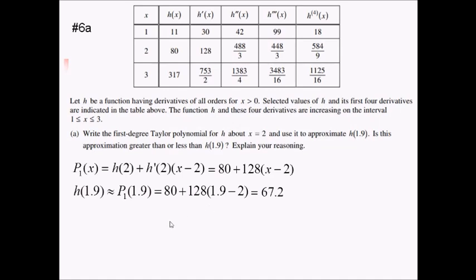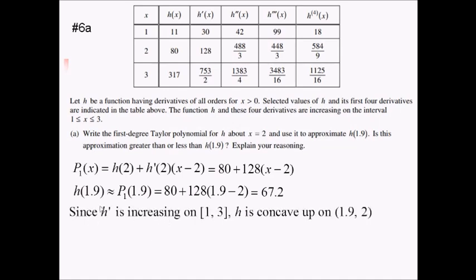So that's the direction I went here. Let me just write it out. Since h prime is increasing on 1 to 3, h is concave up on 1.9 to 2. So that's sufficient to prove our concavity here. And that means, therefore, since it's concave up, that our tangent line is going under the curve and is going to be an under approximation. So that means that our value P sub 1 of 1.9 must be less than h of 1.9.